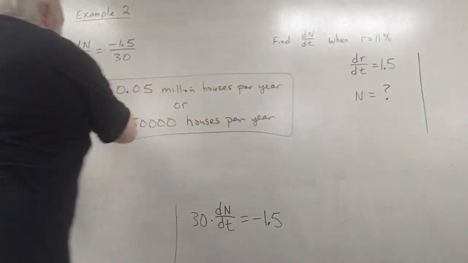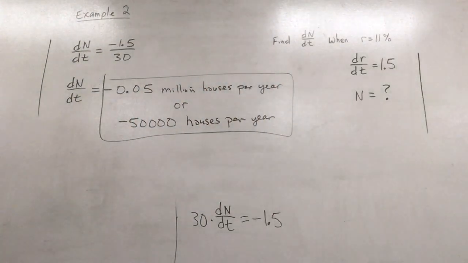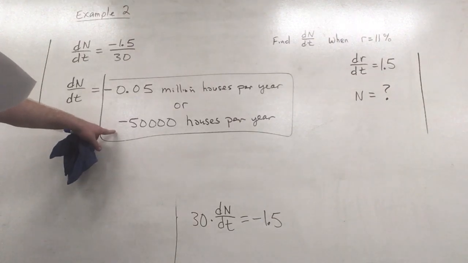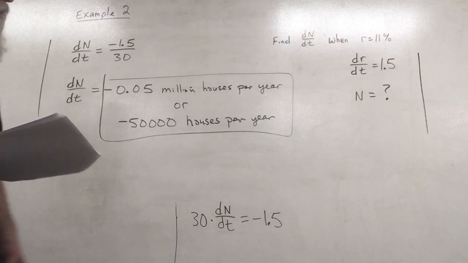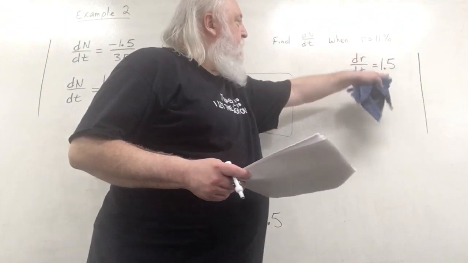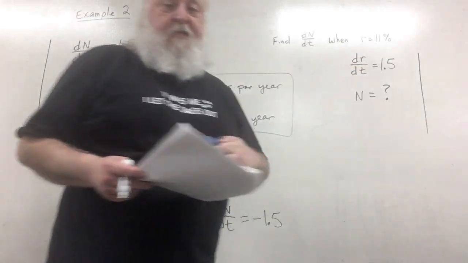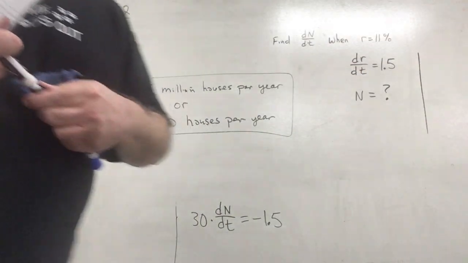You can write it either way. So housing starts are declining at the rate of 50,000 per year when the mortgage interest rate is 11% and it's increasing at the rate of 1.5% per year.